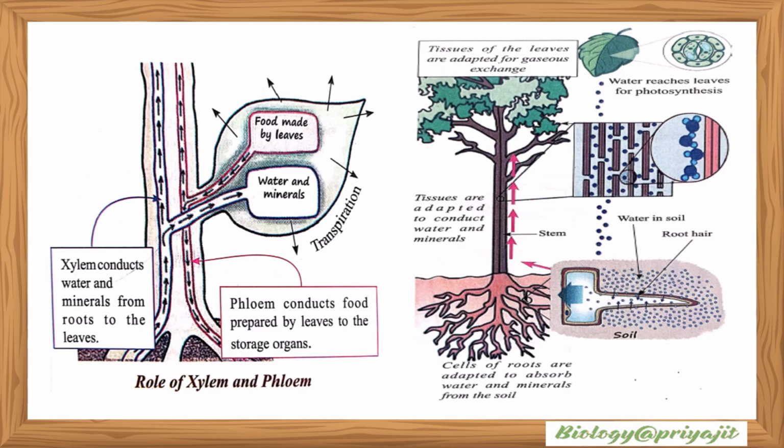Here the diagram shows the role of xylem and phloem. Xylem conducts water and mineral transport from roots to the leaves, and then phloem conducts food prepared by leaves to the storage organs. Water and minerals are transported, and food prepared by leaves is transported throughout the plant. And here the tissues of the leaves are adapted for gaseous exchange. Water reaches leaves for photosynthesis. Tissues are adapted to conduct water and minerals. Stem is here, the water in soil, and root here. Cells of roots are adapted to absorb water and minerals from the soil.